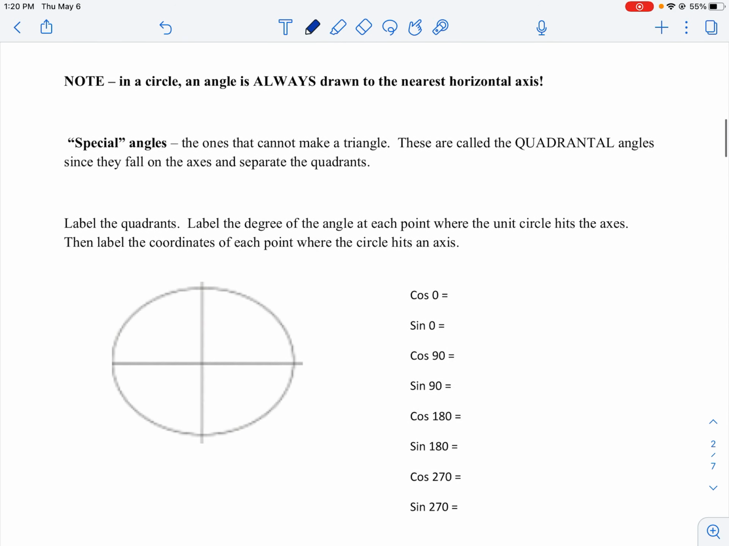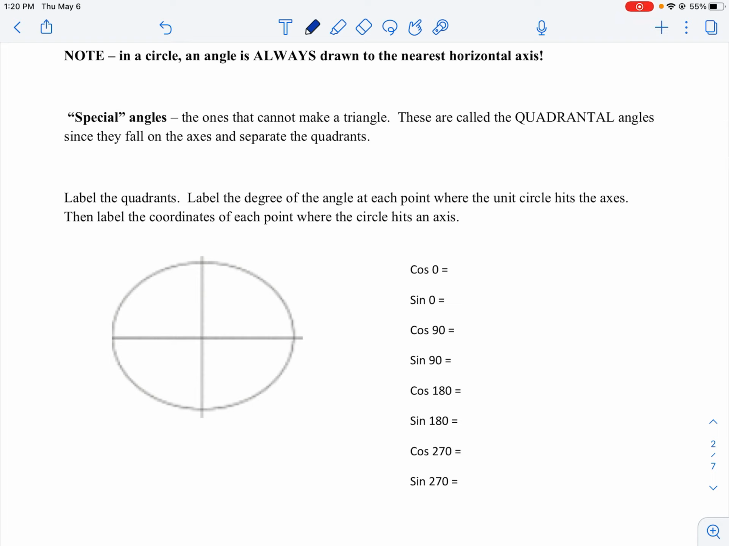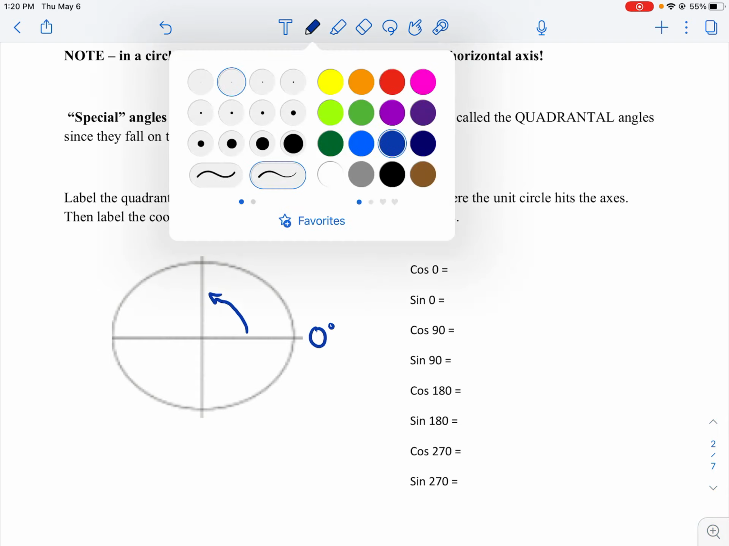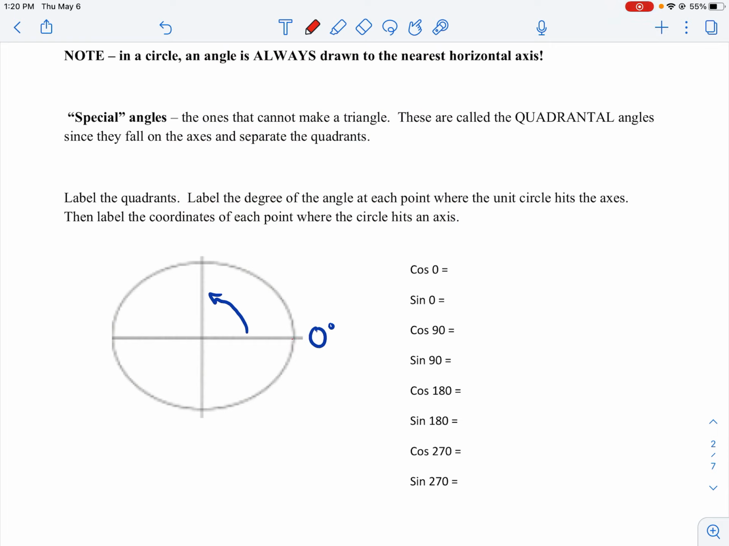So note, in a circle, an angle is always drawn to the nearest horizontal axis. You have to figure this is 0 degrees, and as we go around this unit circle, we're going to have different measures based on how far we travel around here. And again, these triangles we create always stem from your origin, and then you draw a straight line down from that point to your horizontal axis.